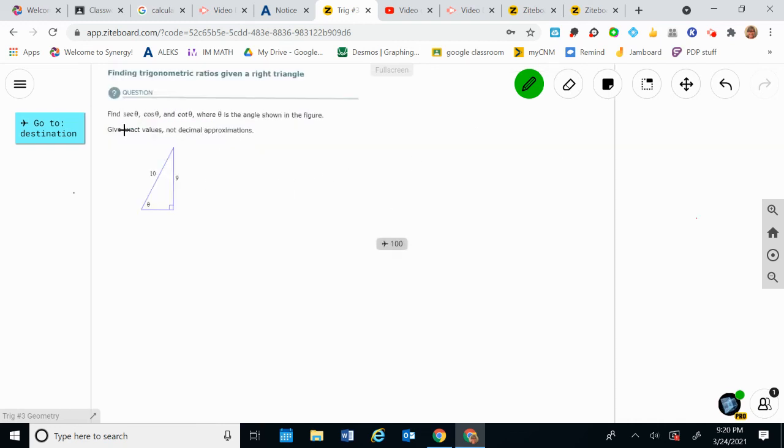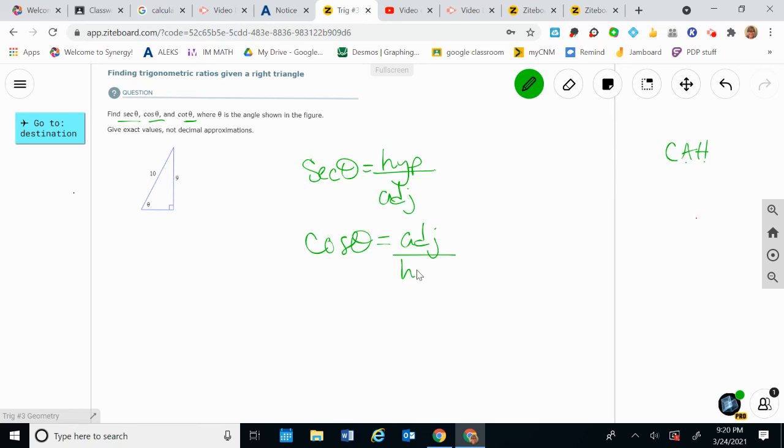And this is the last one. It wants secant, cosine, and cotangent. Okay, so you need to reference your paper and figure out what they are. Secant is related to cosine. Cosine is adjacent over hypotenuse, so secant is hypotenuse over adjacent. Cosine of theta is equal to adjacent over hypotenuse. And lastly, the cotangent of theta.